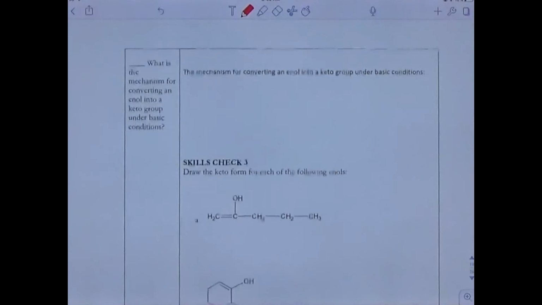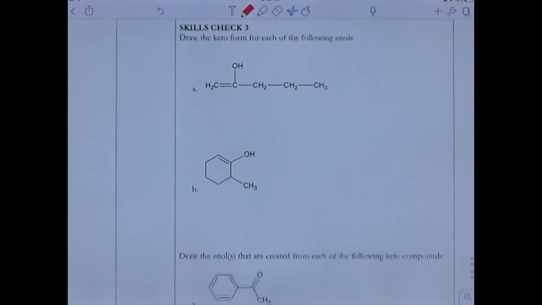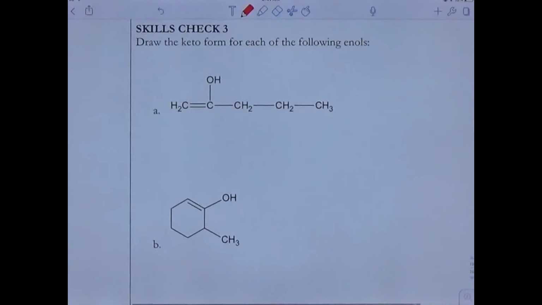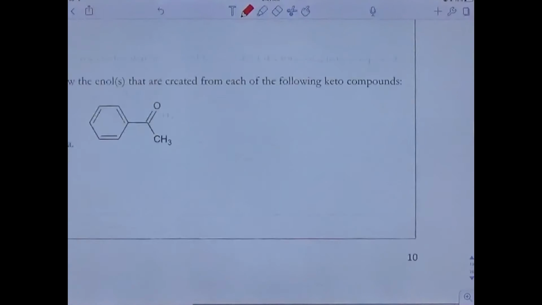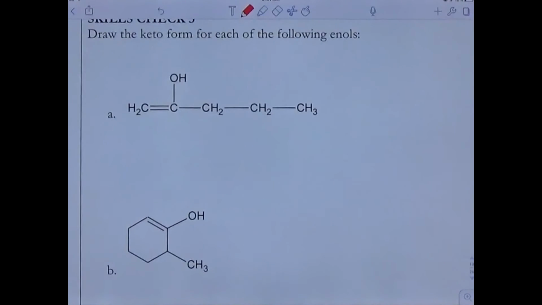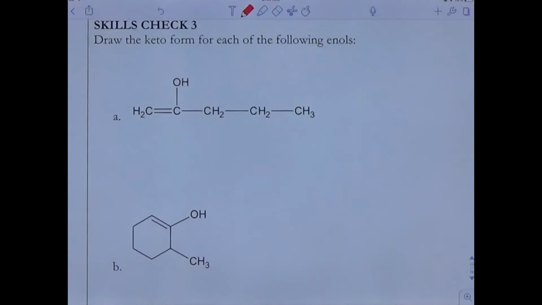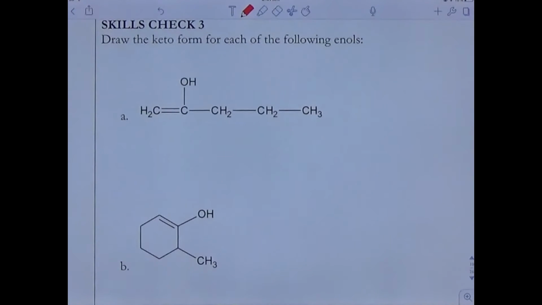Okay, so the big thing I wanted to get to today, and allow you enough time so that it's not chopped off. Here's some practice for you for drawing the keto form of each enol, and then drawing the enol form for the ketos that I have down below. As I said, within this area, notice that you already have a resonance box when you have an enol.